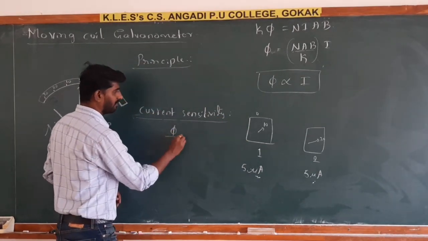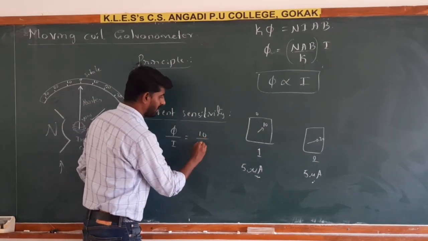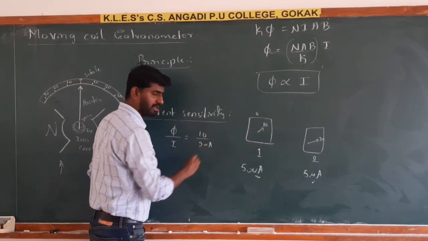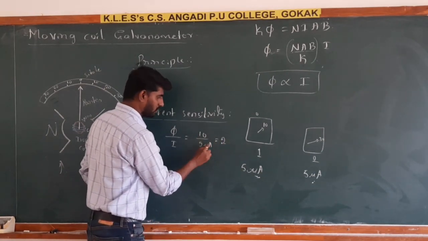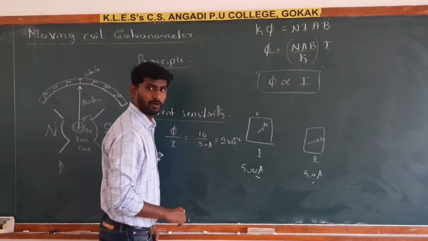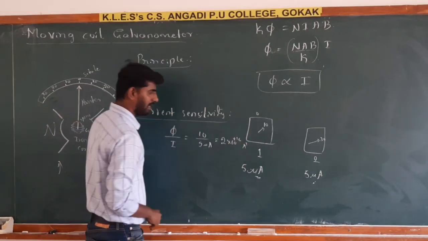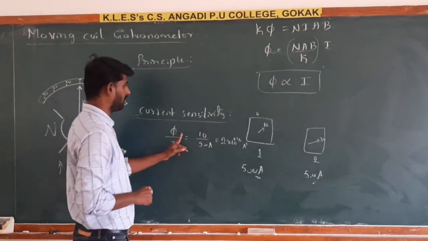So this is called the current sensitivity. Was the deflection here for the first one 10? Was the current given 5 microampere? So what's the result? 2 as it is. So 10 to the power minus 6 comes up, and it becomes 10 to the power plus 6 per ampere. I'll write this one. It means per ampere. So this is the current sensitivity of the first galvanometer.